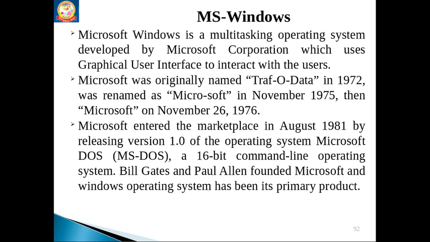It is a multitasking operating system developed by Microsoft Corporation. In 1972 it was named Traf-O-Data, and was renamed Micro-Soft in 1975. Now it is renamed as Microsoft. The initial version was released by the Microsoft company in 1981, version 1.0, that is MS-DOS, a 16-bit command line operating system.